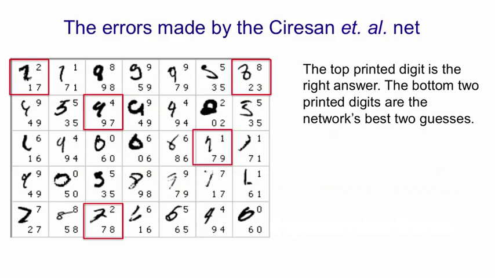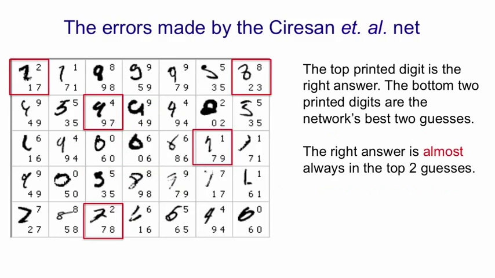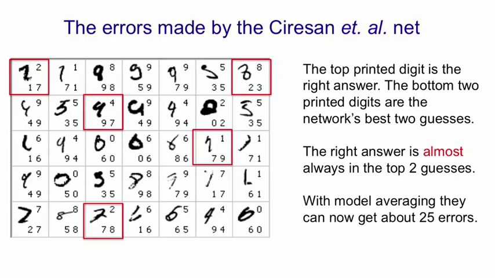So here are the 35 errors they got. The top printed digit is the right answer, and the bottom two digits are their top two answers. What you'll notice is that they nearly always get the right answer in their top two. There are only 5 cases where they don't. With some more work, by building several different models like this and then using a consensus to decide what the digit was, they managed to get down to about 25 errors. And that must be around about the human error rate.